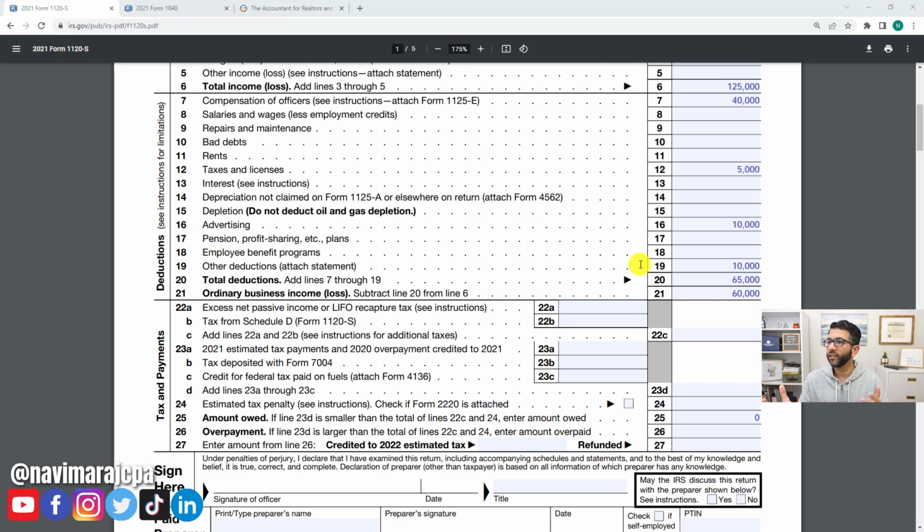Those other deductions that are not specifically called out in lines 7 through 18, you lump all together and you get another 10 grand. I'm just pretending that there's another 10 grand of other deductions here. So if you add up lines 12, 16, and 19, that's $25,000, right? So $125,000 in revenue minus those $25,000 of expenses left $100,000 worth of profit, okay?